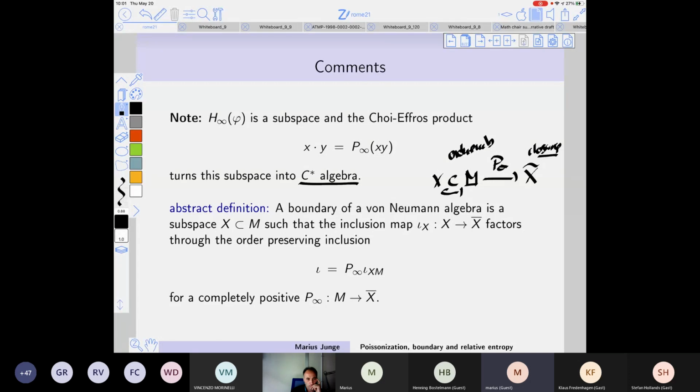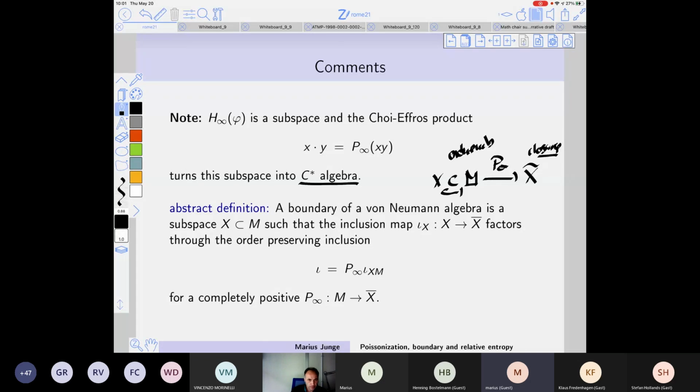By the way, even if you translate the notion of boundary from groups to von Neumann algebras, one has to be super careful, because sometimes people are talking about the von Neumann algebra, sometimes about the C-star algebra, and depending on which category you use, the notion of boundary changes its meaning.